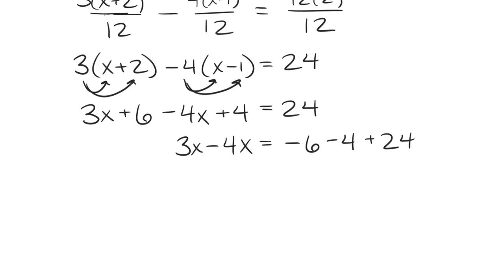3x minus 4x, what do we get? Negative x. I won't put the 1s in front of x's. You can. I won't. Negative 6 minus 4, that's negative 10. Negative 10 plus 24 is what? 14. So we have one last step here.